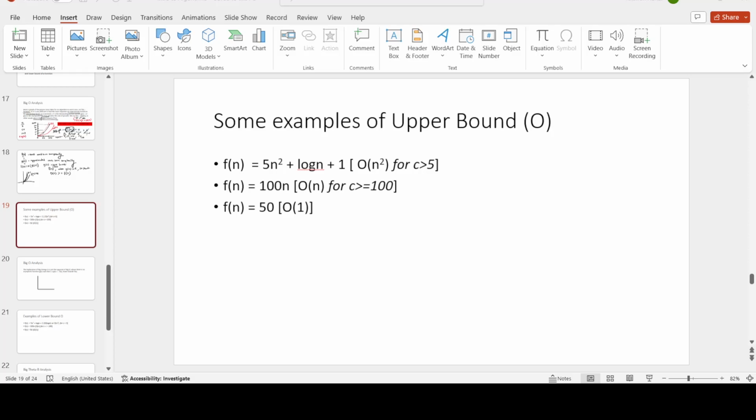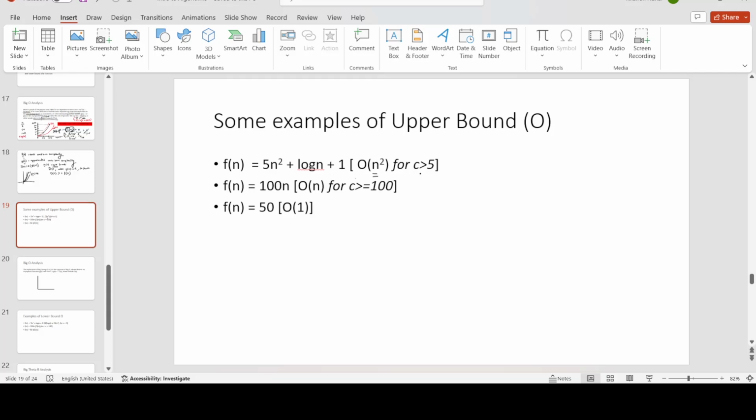Now let us look at some examples of upper bound, that is big O. Our big O কিছু উদাহরণ দেখে নিই. So if fn is 5n squared plus log n plus 1, the upper bound, or the big O of this equation will be n squared.